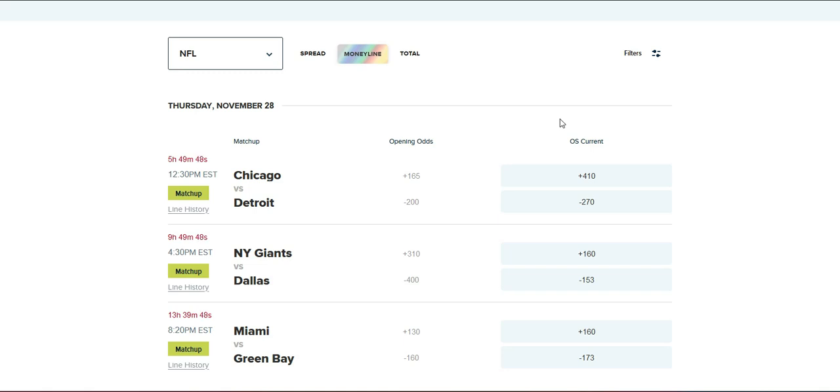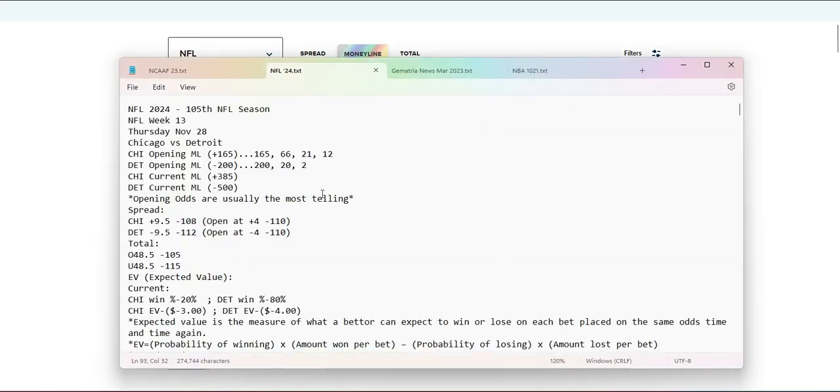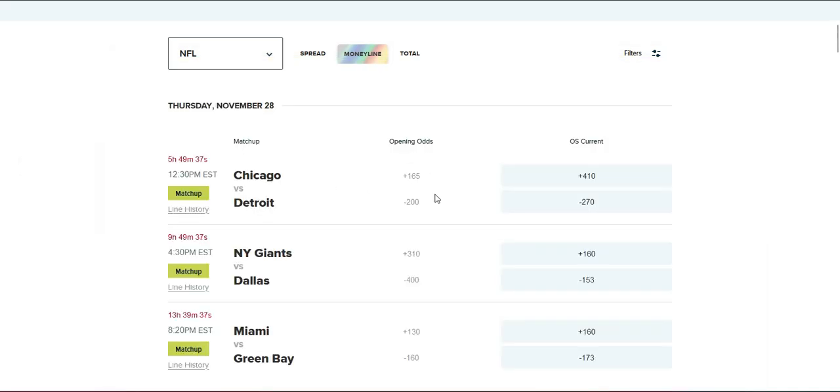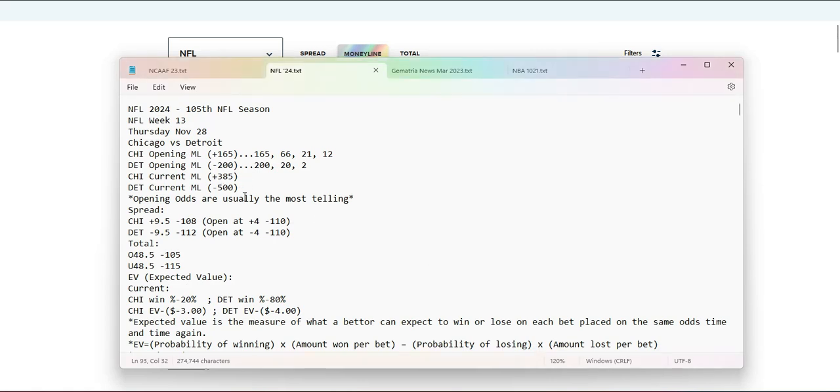The first game is between Chicago and Detroit, the Lions and the Bears. And yeah, let's get started with the opening odds. Plus 165 as you can see here, minus 200 for Detroit. Opening odds, that is. Currently, it is much higher.